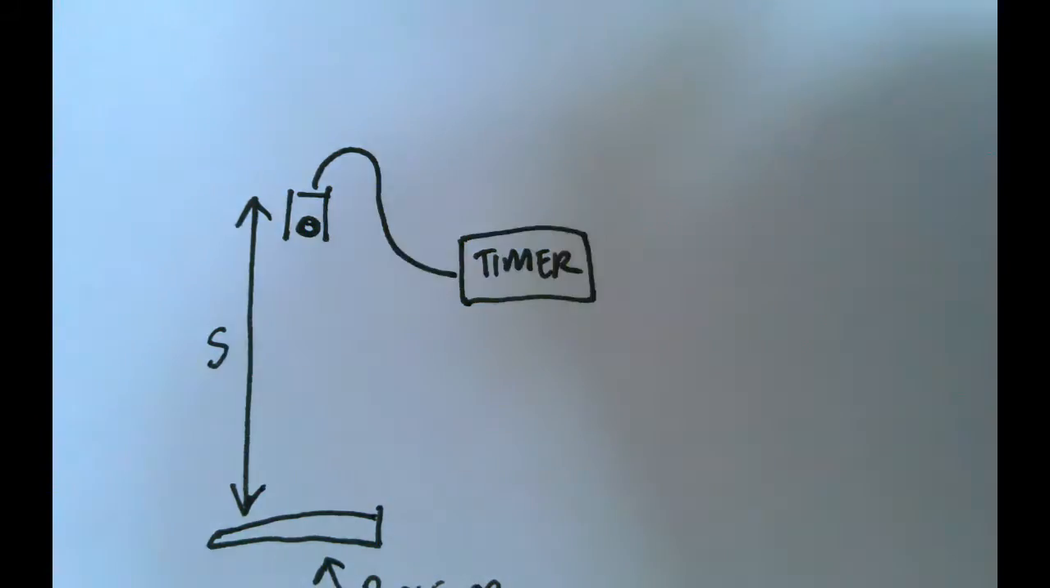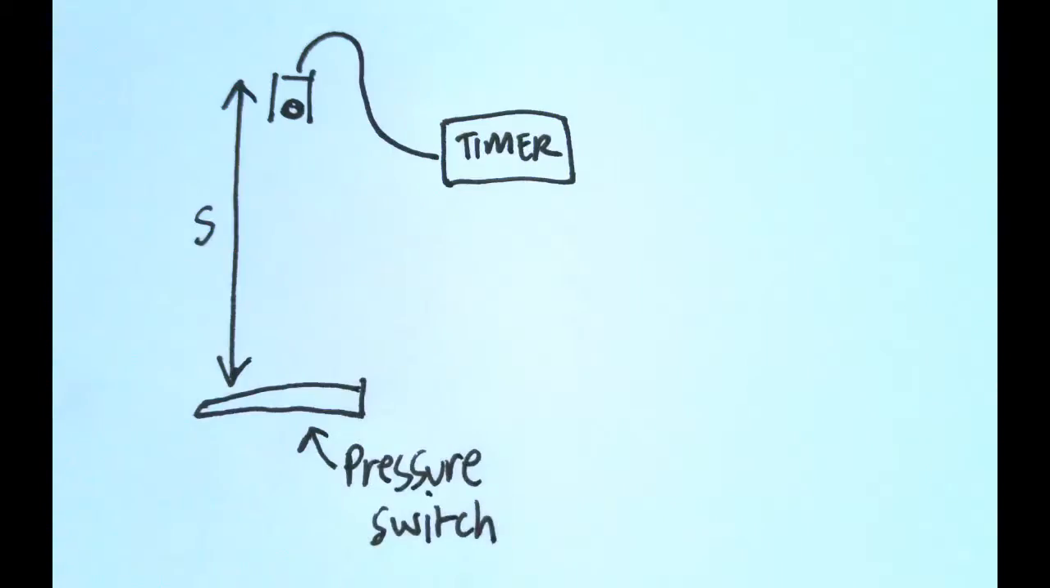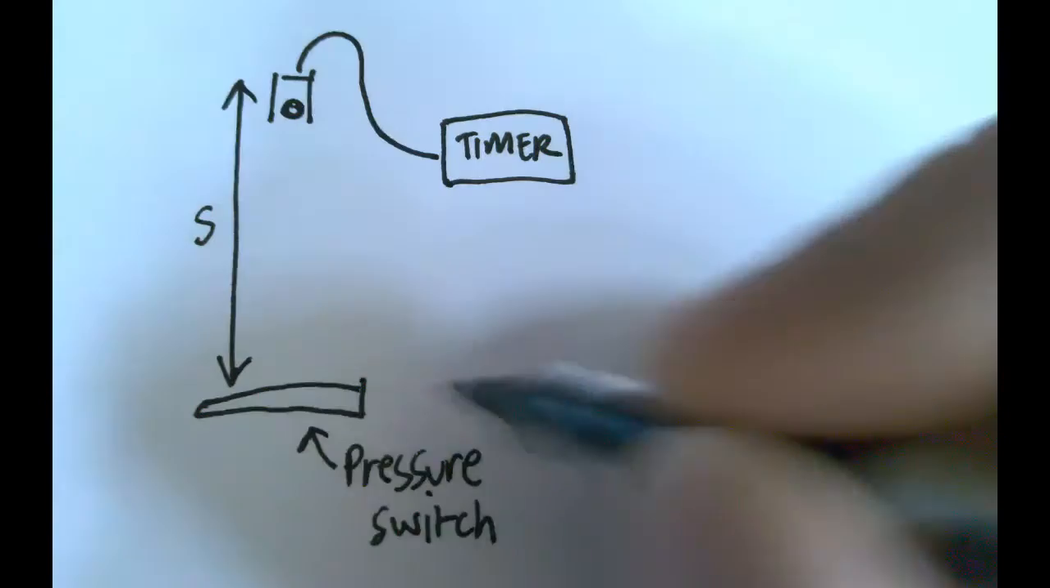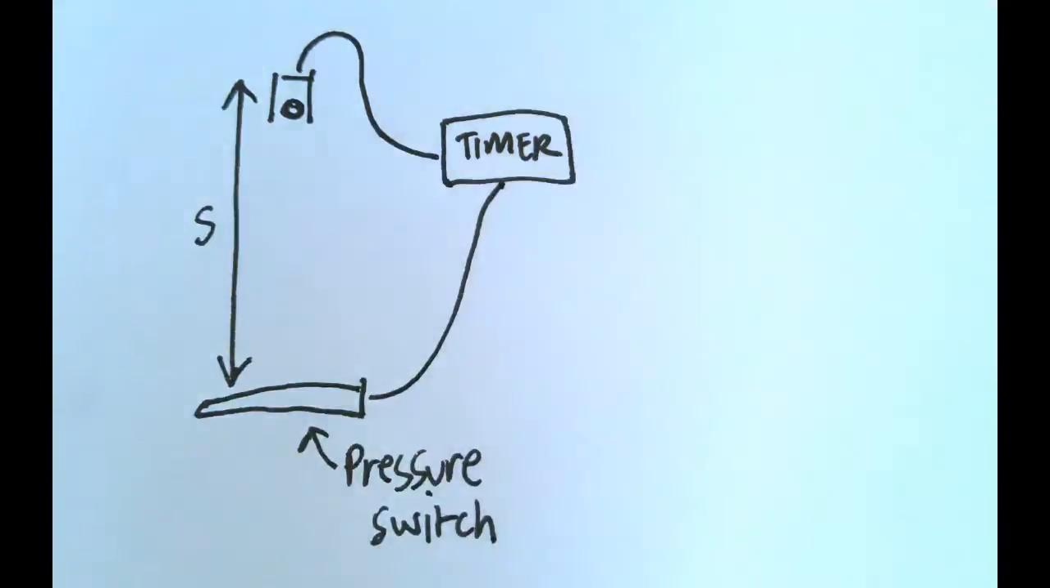Now there are many ways of doing this. Sorry, I'm not getting it off the page. There are many ways of doing this, but this is the equipment we've used. And when the pressure switch is hit, it sends a message to the timer to stop timing. And that's our g by freefall experiment.